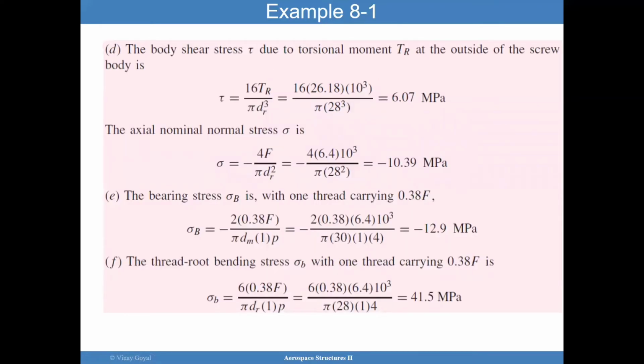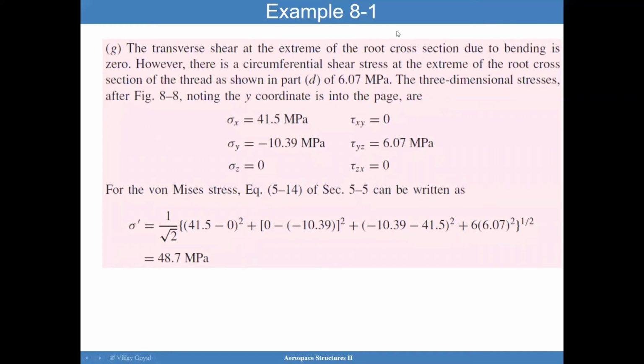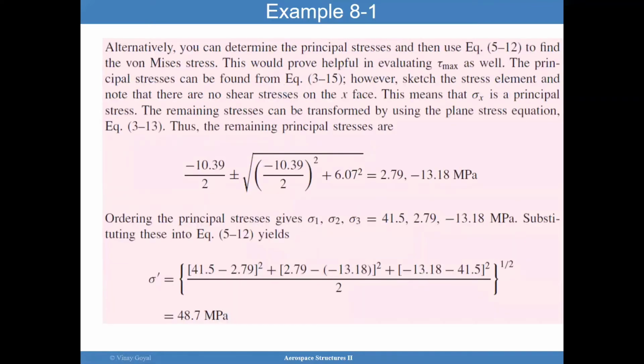You can then use the calculations that we just discussed to calculate the body shear stress, the bearing stress, the thread root bending stress sigma b, the transverse shear stress. And once you have all these values, you're ready to plug that into your von Mises stress calculation. And then that can be compared against the allowable of the material. There are various ways of going about this, but bottom line, you will get the same answer if you were to use the principal stresses and then use the von Mises stress.